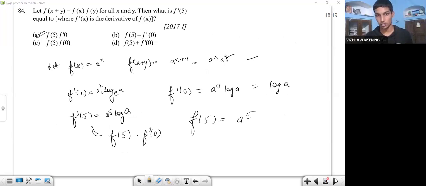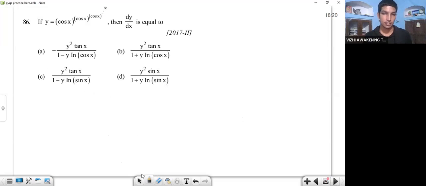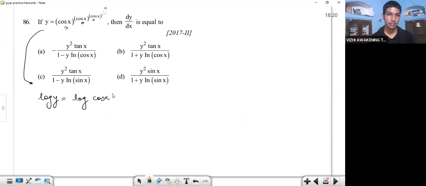Okay, let's solve the next question, which says that y is equal to cos of x raised to power cos of x to the power cos of x, and this goes on and on. So whenever we see something like this with power complexity, we simply take logarithm on both sides. On taking logarithm on both sides, log of y is equal to log of cos x to the power cos x and so on to infinity. So we know the exponents come ahead as multiples.